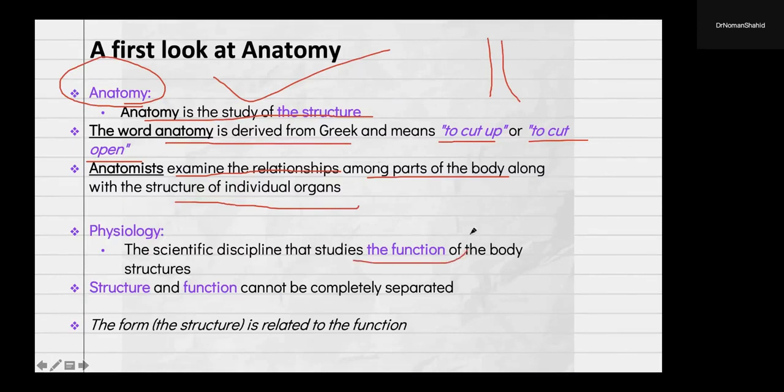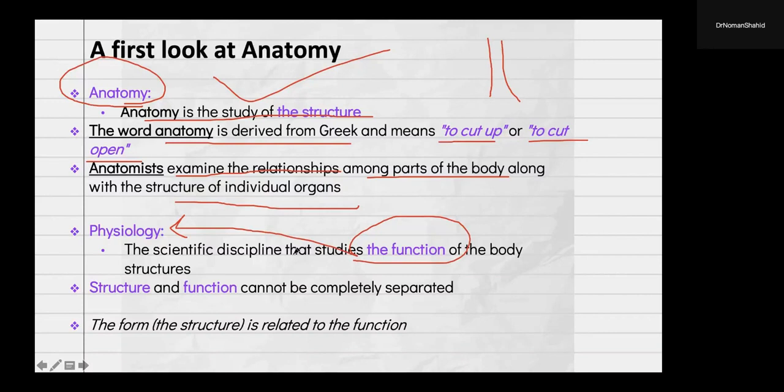While we are talking about the structure, we should know the function. And the function of those body parts is studied under physiology. What is physiology? Normal function of the body or body parts or body structures. So when we talk about normal functions, we say it is the physiology of this part of the body. And when we talk about structure, it's the anatomy of this part of the body. That's how we talk in medical sciences.